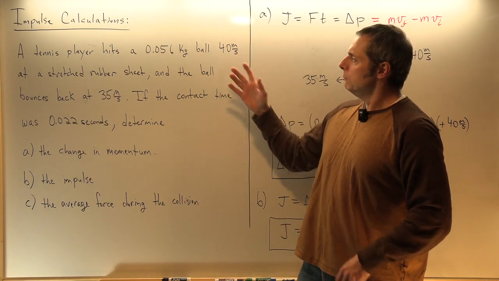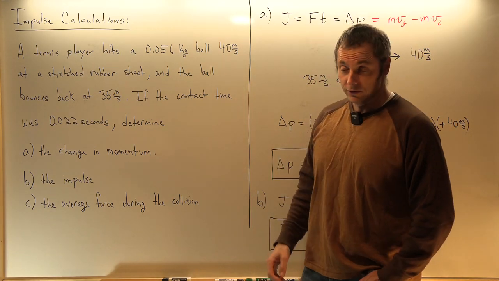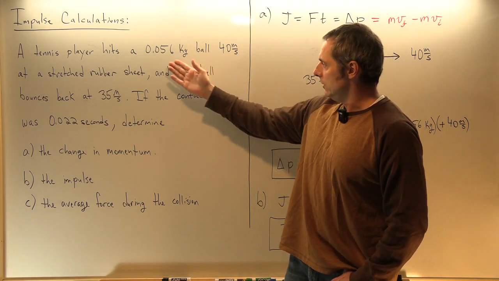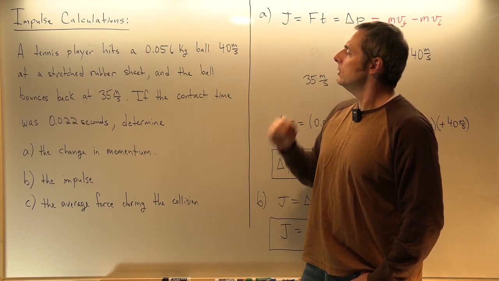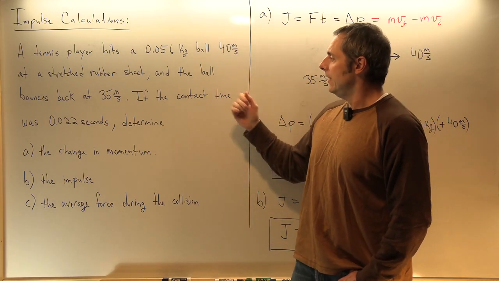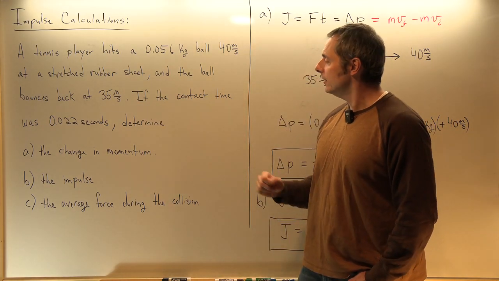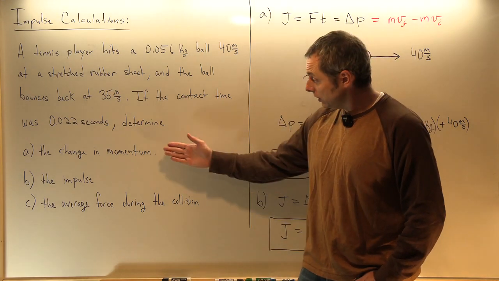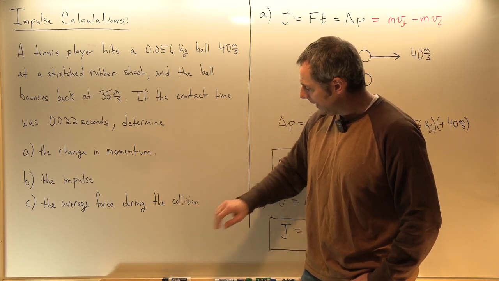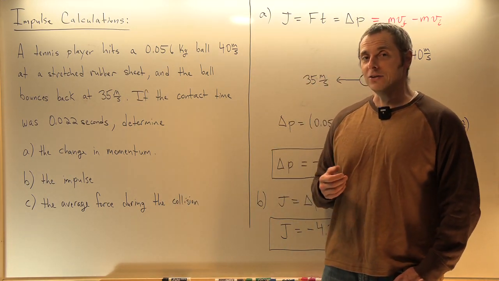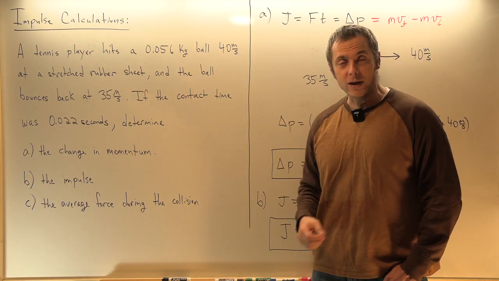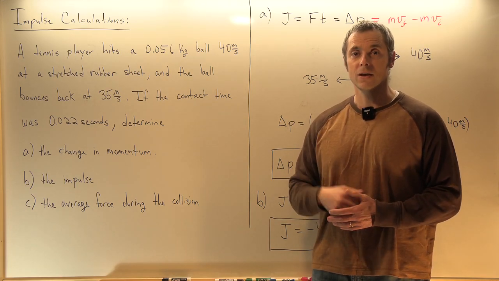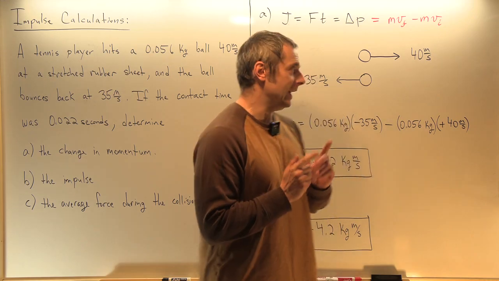Here it is. Impulse calculations, the name of the topic for today, and here's what we're going to analyze. A tennis player hits a .056 kilogram tennis ball at 40 meters per second at a stretched rubber sheet, and the ball bounces back at 35 meters per second. If the contact time was 0.022 seconds, determine the following things: the change in momentum, the impulse, and the average force during the collision. All right, so if you didn't keep up writing this down, I'm going to pause to give you a chance to copy this down. Okay, so let's move on to the analysis.